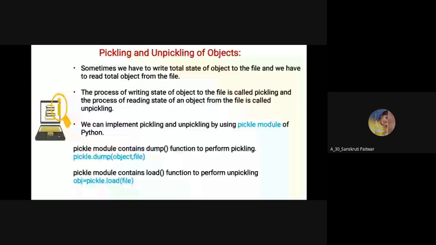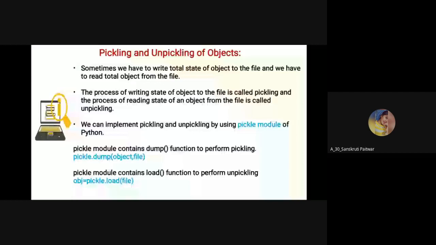And the reverse, reading the state of an object or reading an object from a file, is called unpickling or deserialization. So writing the state of an object to a file is serialization, and reading an object from a file is deserialization. Now you may have a doubt: why is it required to write the state of an object into a file and then read it from another file?